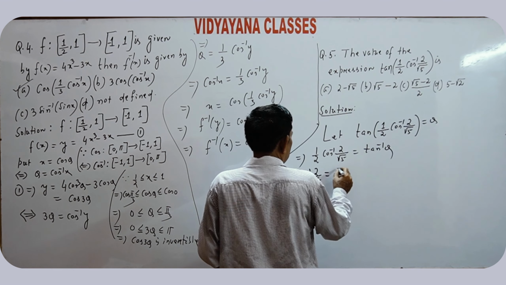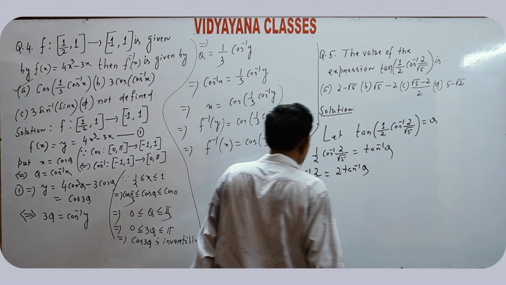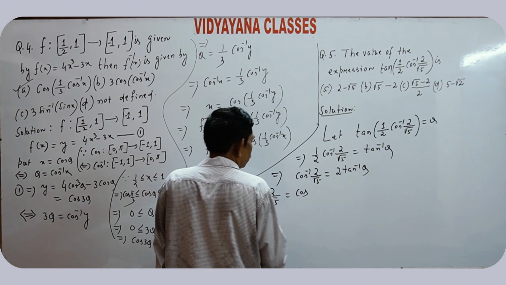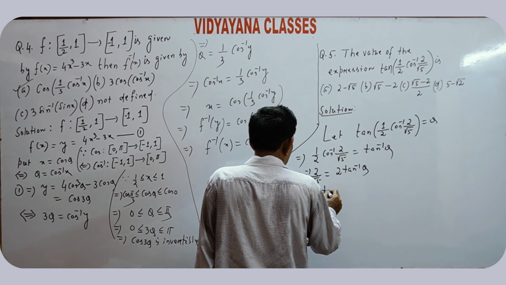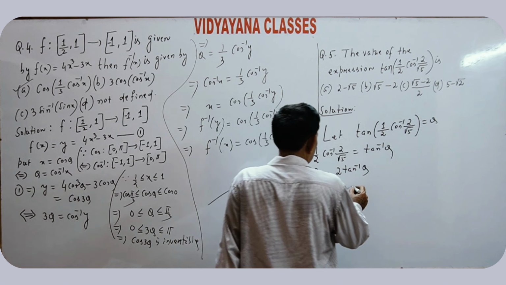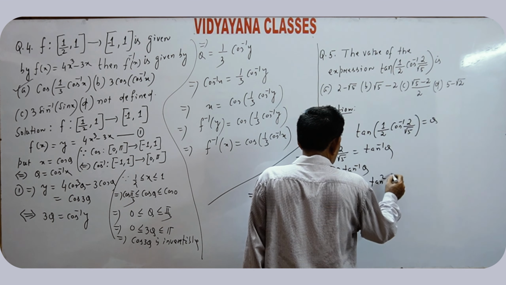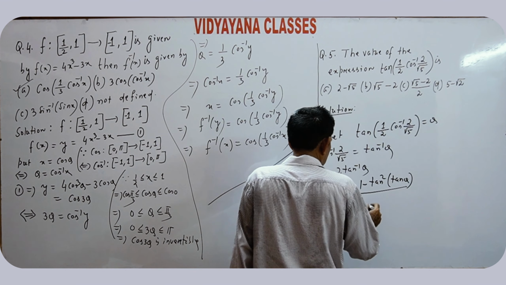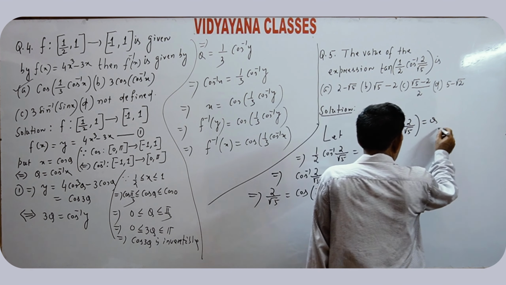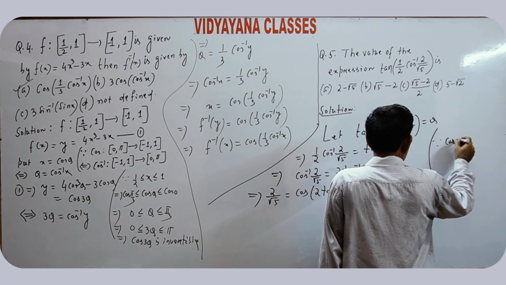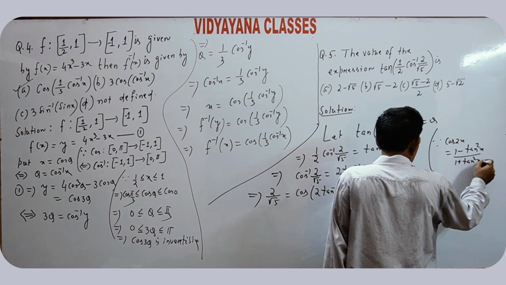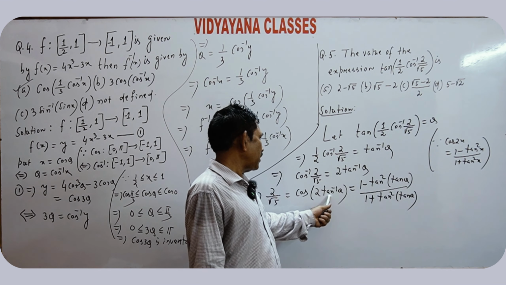So cos inverse 2 by root 5 is equal to 2 tan inverse theta, which implies 2 by root 5 is equal to cos of 2 tan inverse theta, which is same as 1 minus tan square x divided by 1 plus tan square x, since cos 2x is equal to 1 minus tan square x divided by 1 plus tan square x. Here x is taken as tan inverse theta.